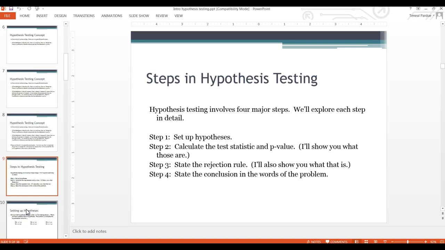All right, so there are 4 steps in hypothesis testing, and we're going to go through each one of these steps in detail. The first step is to set up the hypotheses. The second one is to calculate something called a test statistic, and then something else called a p-value. I know you don't know what those are yet, but we'll get there. Step 3 is to state the rejection rule, and I'll show you what that is too. And then finally, state the conclusion in the words of the problem, both parts of the conclusion.